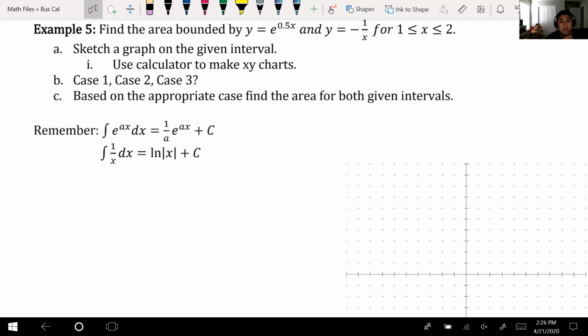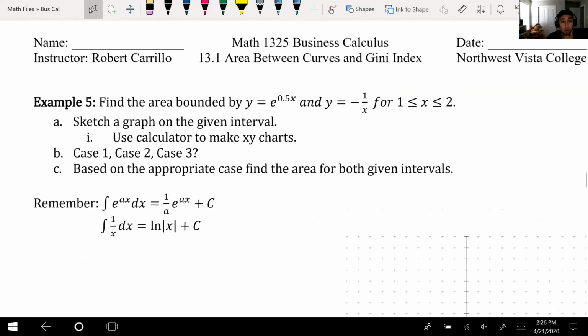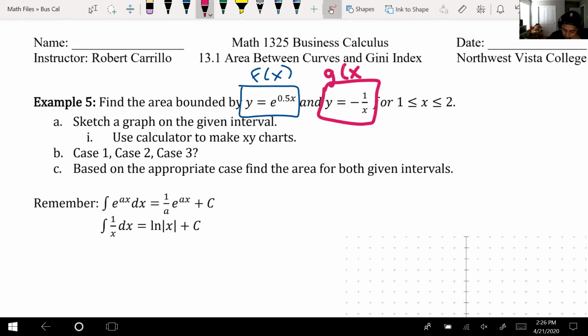5. Find the area bounded by y equals e to the 0.5x and y equals -1/x for the interval 1 to 2. Oof, this one looks good. All right, so this one will be f of x. This will be g of x. And again, this is 1 to 2. Okay, let's make our xy charts.